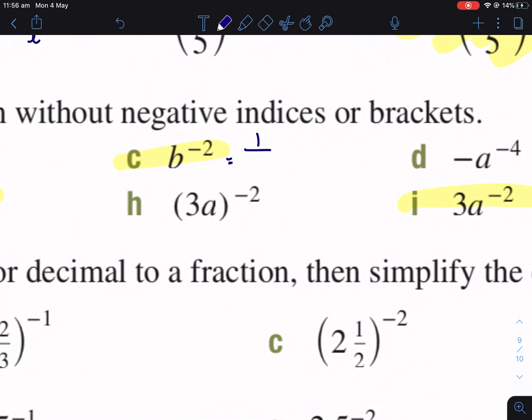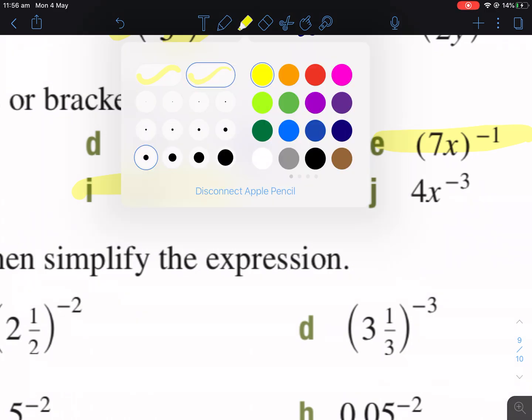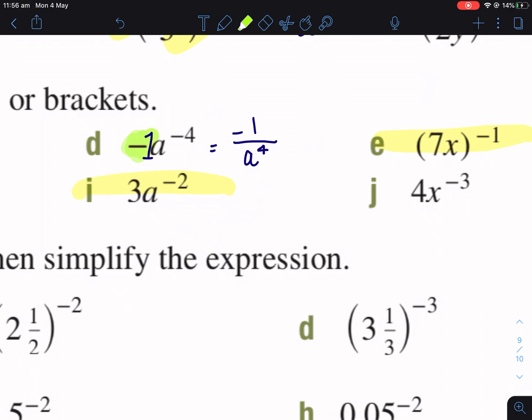This one, to change it from a negative, you take it to the bottom of the fraction, it becomes positive 2. This one, it's still minus, and this is like having minus 1. So the minus 1 is on top and becomes a to the 4. So this minus 1 went here. Or the minus could have gone out the front.